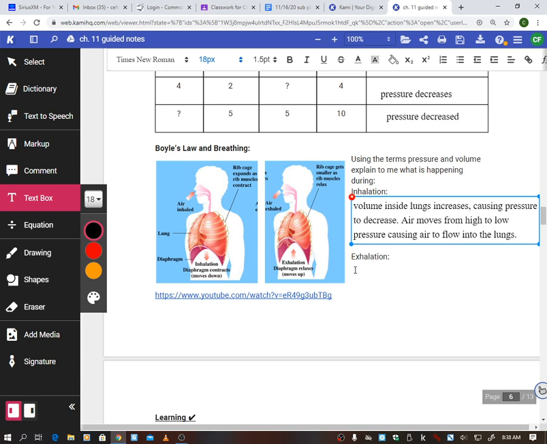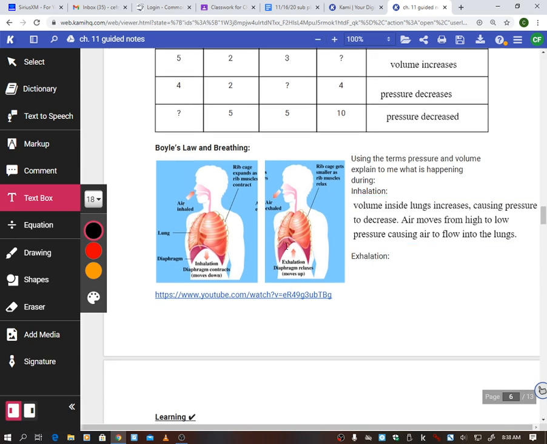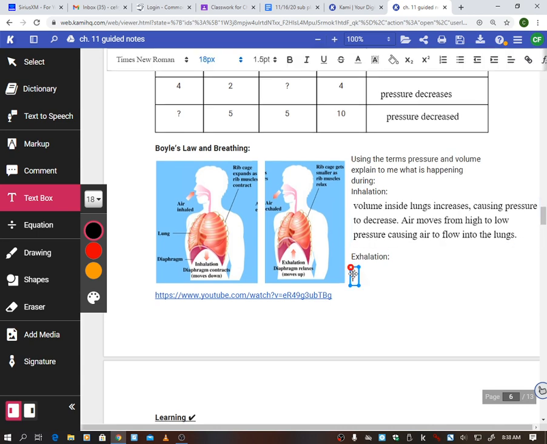So when you're exhaling, it's the exact opposite. Look at your lungs. The diaphragm is pushing up on them. So even when you blow air out, it's almost like you can feel that diaphragm squeeze up. So what happens here is the volume inside the lungs decreases, and you can see that in that picture. They're smaller, causing pressure then to do the opposite.